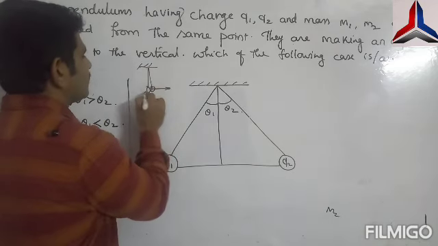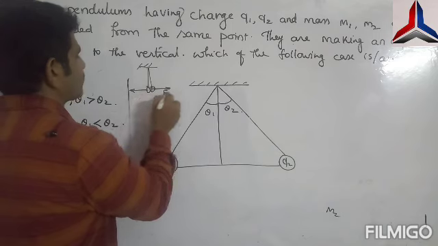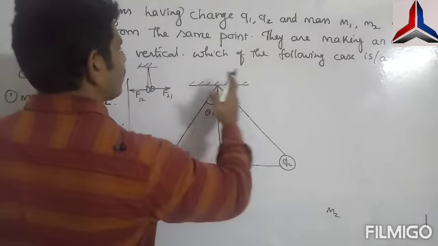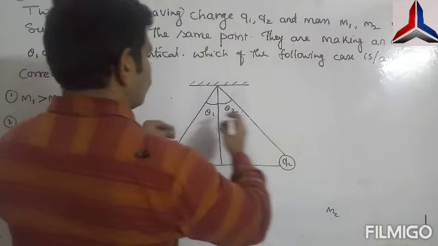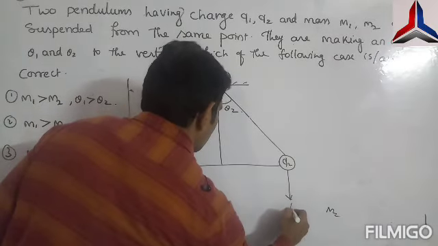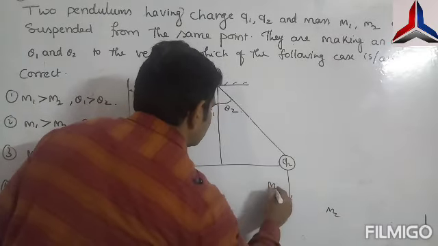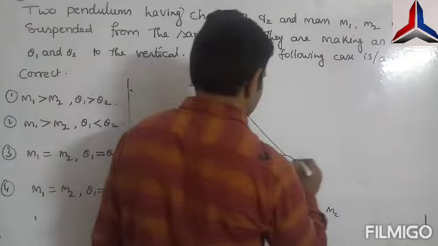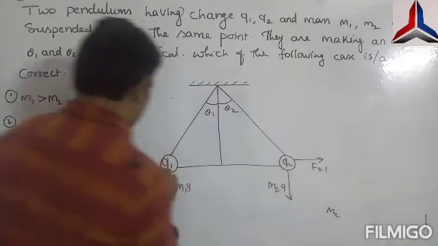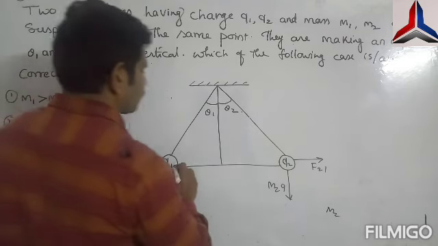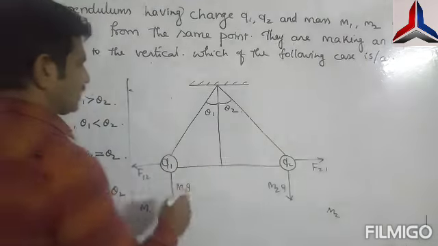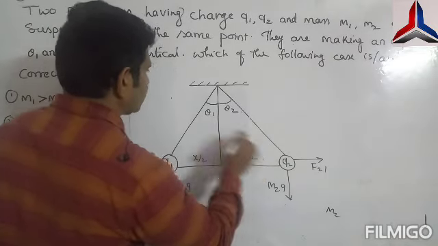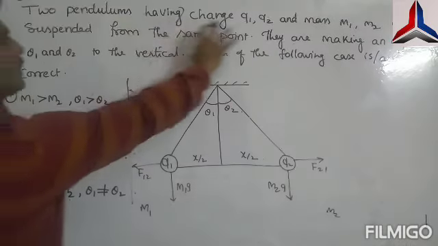You know very well, if these are two charges, they are having the forces F21 and F12, so that they want to move away from each other. But while they want to move away from each other, their weights are acting in the downward direction. Understand or not? This force is F21, this force is F12. Let us say the total distance between them is x. This is x by 2, this is x by 2. This is the given structure for the given question.